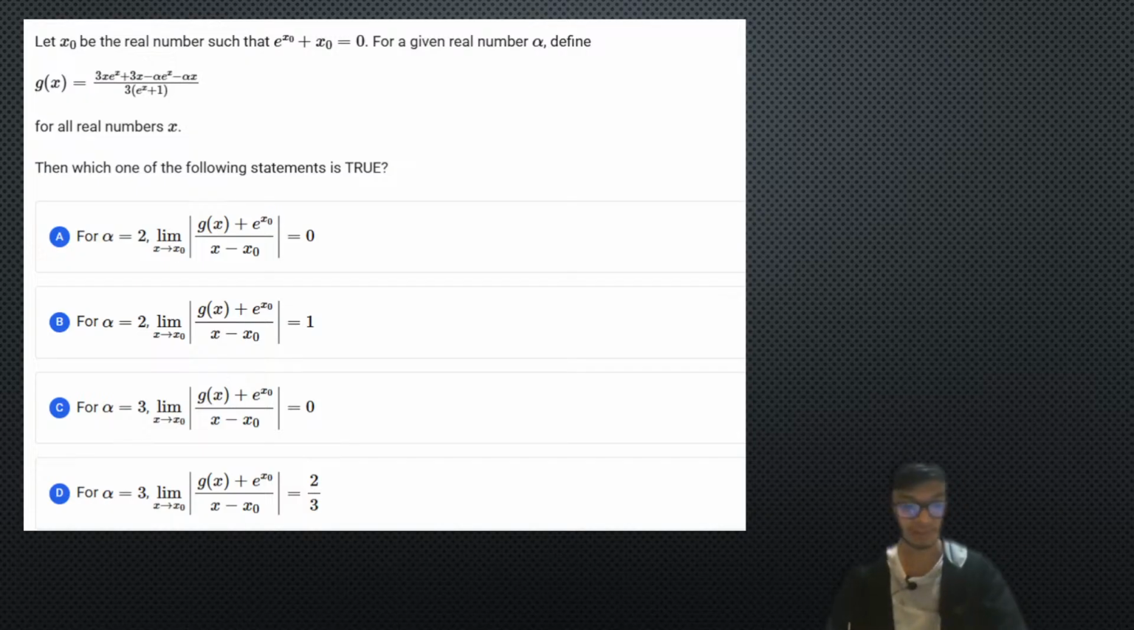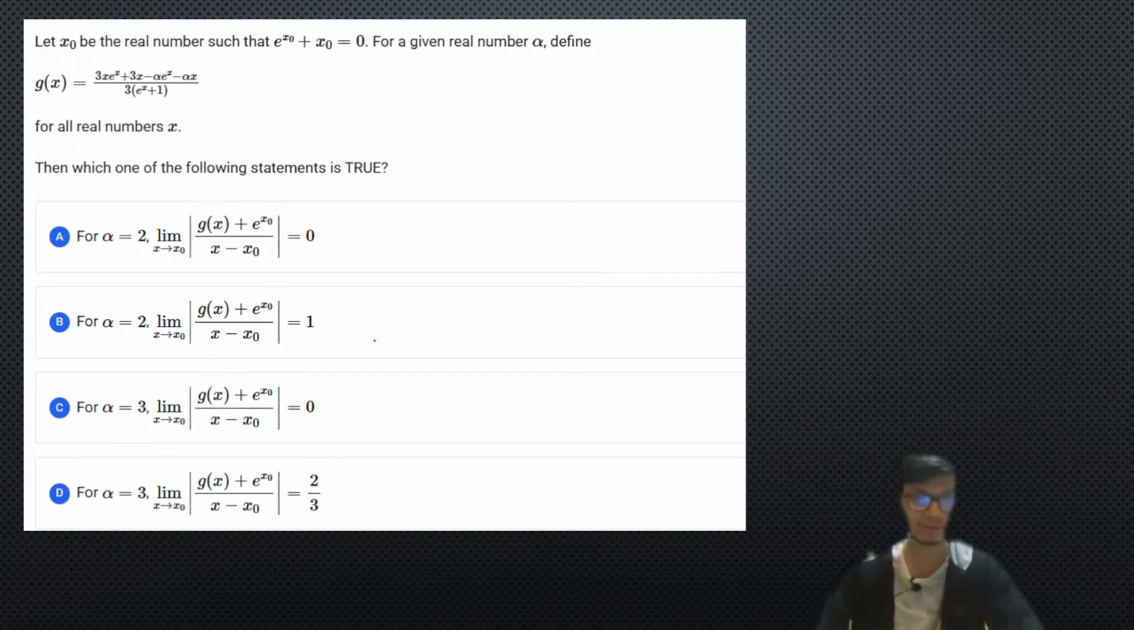Here we go with the very first question, a single correct question that came up in the JEE Advanced 2025 paper. Let's see how we go about solving it. First, let's read the question and understand what the questioner is trying to convey. Let x naught be the real number such that e to the power x naught plus x naught is equal to 0. For a given real number alpha, define g of x as 3x e to the power x plus 3x minus alpha e to the power x minus alpha x, divided by 3 times e to the power x plus 1.